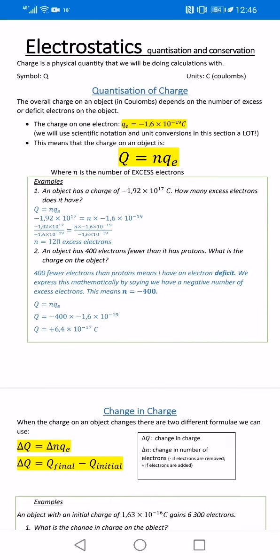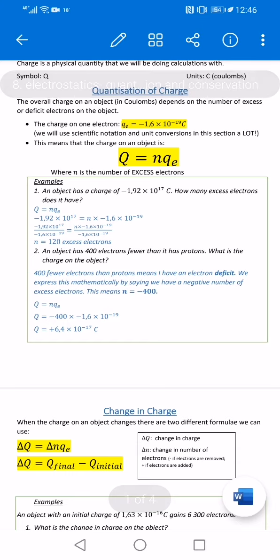Okay. Now, in order to determine what the overall charge in coulombs is, we have to know what the charge on one electron is. Now, one single electron, this is a constant value. It will be on your data sheet, and this is Qe, and its value is negative 1,6 times 10 to the negative 19 coulombs. So the charge in coulombs on a single electron is negative 1,6 times 10 to the negative 19 coulombs. Okay. And then just in brackets underneath that, I've said we will be using scientific notation and unit conversions in this section a lot, so please make sure you're comfortable with it.